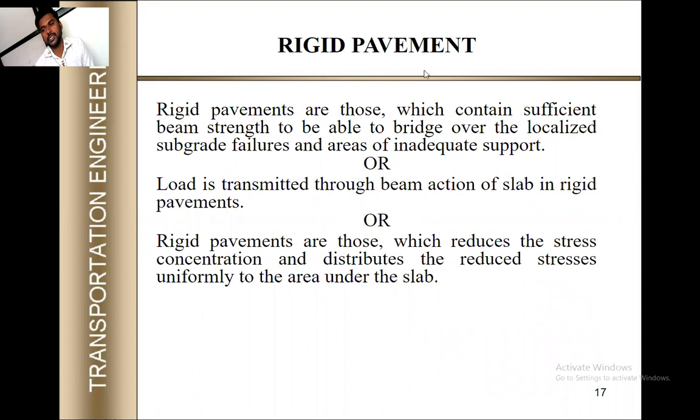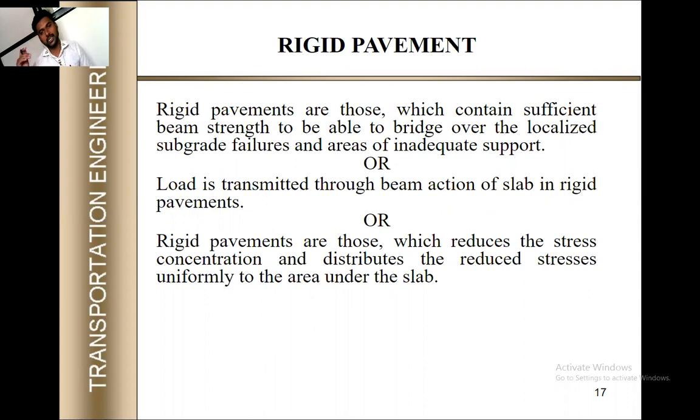Then what is meant by the rigid pavement? Rigid pavements are those which contain sufficient beam strength to be able to bridge over the localized subgrade failure and the area of inadequate support. Means what? The rigid pavement provides very strong, or we can say beam strength. It is very high in the rigid pavement as compared to the flexible pavement.